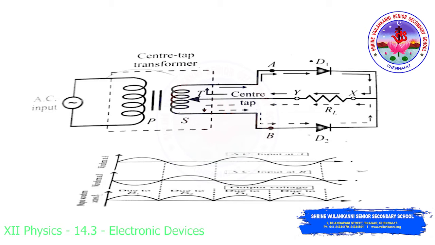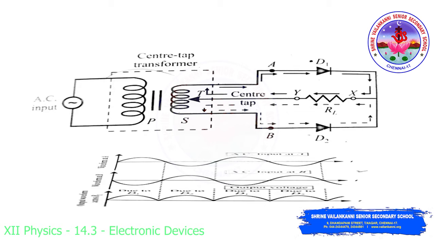Now, during the positive half cycle of the input, the end A is positive and the end B is negative with respect to the center tap. What will happen at that time? The diode D1 gets forward biased and conducts current along the path A, D1, X, Y, to the center tap. D2 at that time gets reverse biased and does not conduct current.